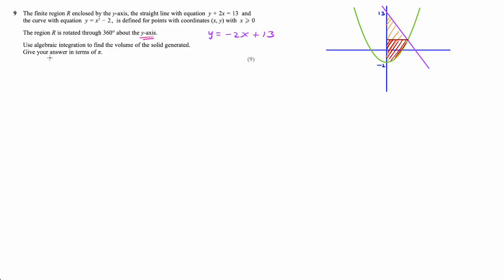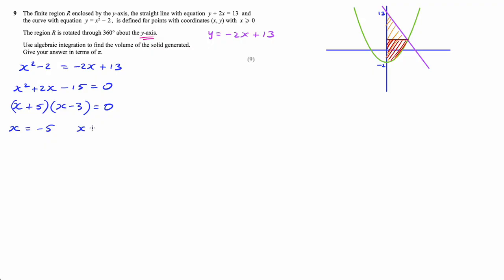So I'll equate x squared minus 2 equals -2x plus 13, and then x squared plus 2x minus 15 equals 0. Factorize this. I'll do this bit quickly, guys, because obviously this is the least of our worries in this question. This is x plus 5 times x minus 3 equals 0, x equals -5, and x equals 3. So clearly the -5 is going to be where this purple line meets the green parabola. We care about the 3.